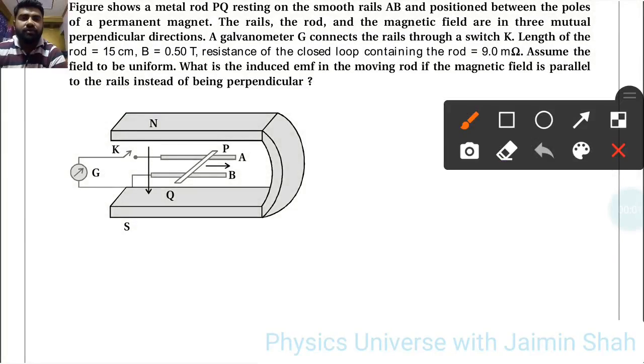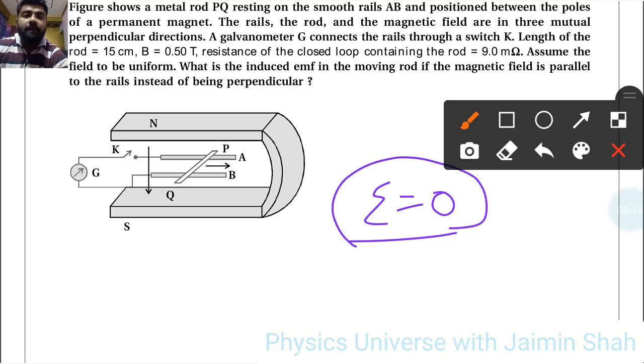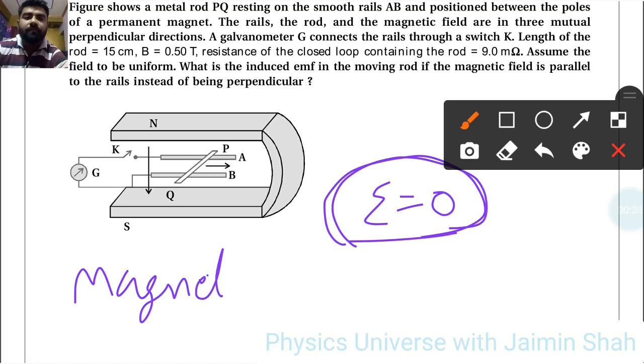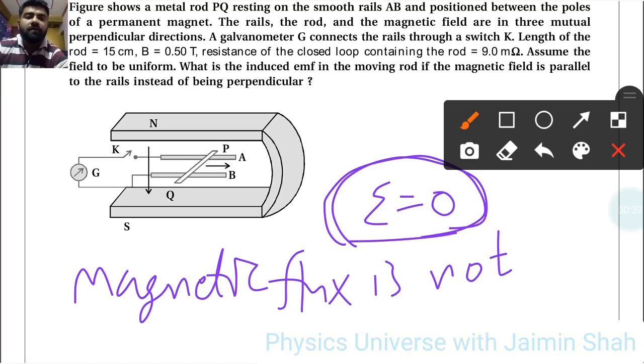Last question is, what is the induced EMF in the moving rod if the magnetic field is parallel to the rails instead of being perpendicular? So here EMF will be 0, because there is no potential difference. Why? EMF will be 0 because the magnetic flux is not changing. When magnetic flux is not changing, no induced EMF is produced. So magnetic flux is not varying.